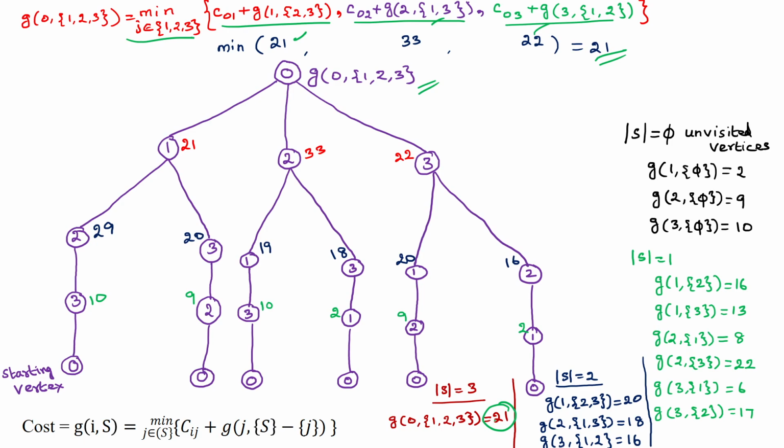So this is the final result of this traveling plan. He has to spend 21 units of amount to complete his travel plan.